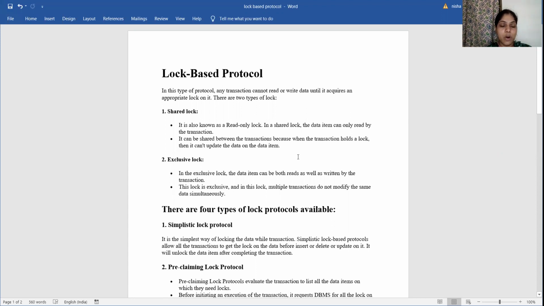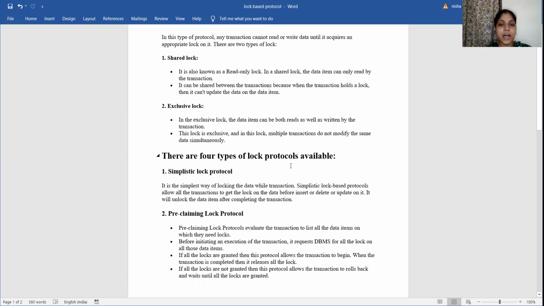There are two types of lock. First one is shared lock and second one is exclusive lock. Shared lock is also known as a read only lock. In a shared lock, the data item can only be read by the transaction. It can be shared between transactions because when a transaction holds a lock, it can't update the data on the data item. In the exclusive lock, the data item can be both read as well as written by the transaction. This lock is exclusive, and in this lock multiple transactions do not modify the same data simultaneously.